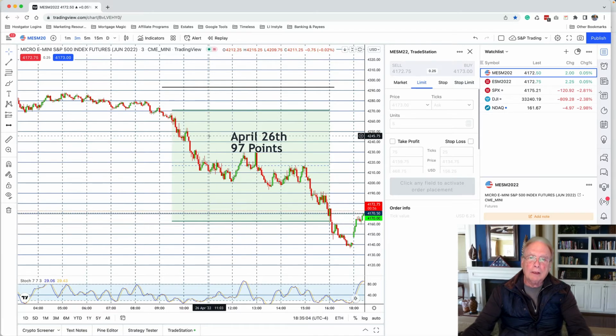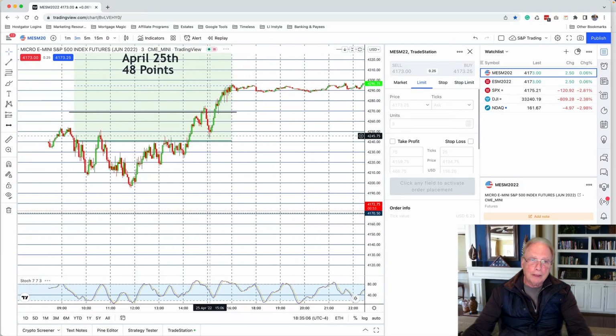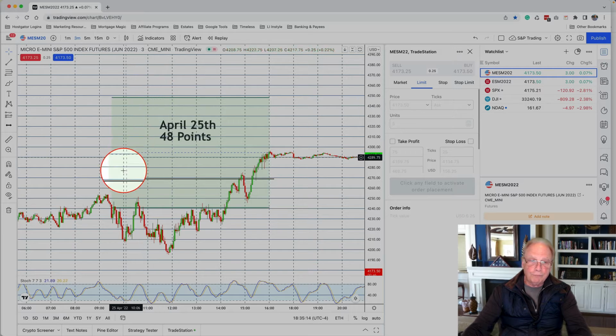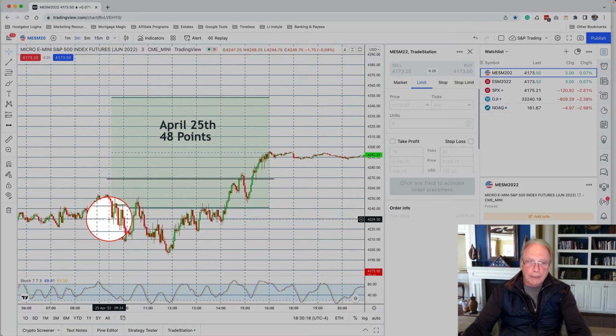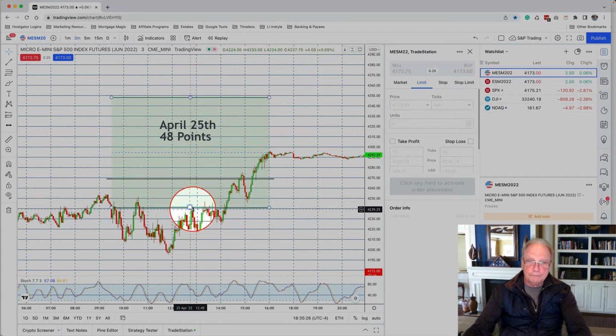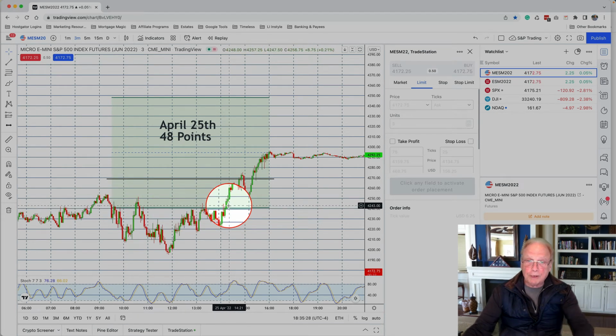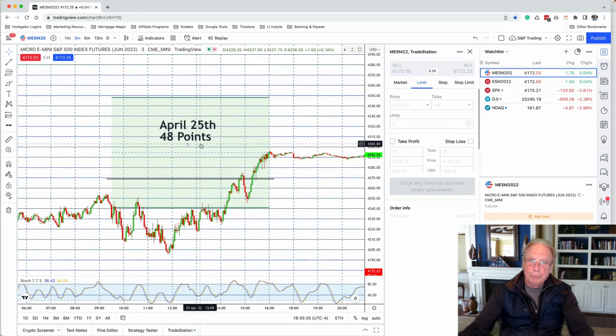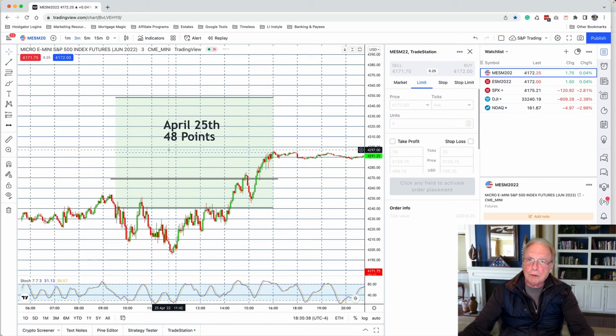Was it lucky? Let's go to the previous day, April 25th. On the previous day, my trading zone was resistance at 43.48 and support down at 42.41. Market opened over here at 42.43, and taking a trade at the open of the day and trading, of course, in the direction of my trading zone, the market closed at 42.93, good for 48 points. Lucky 2 days in a row?